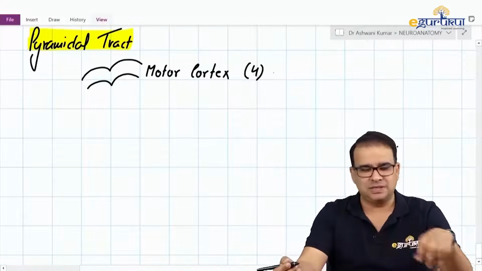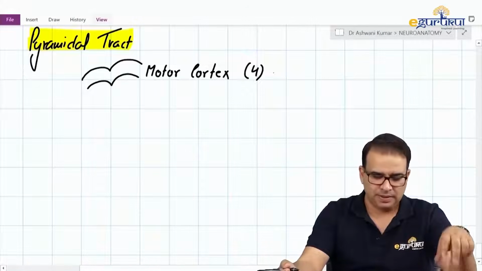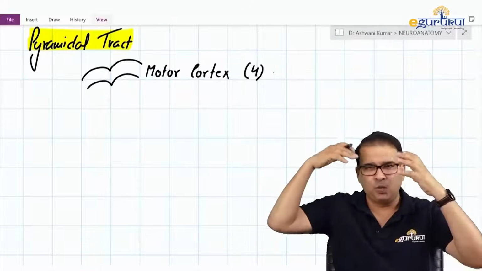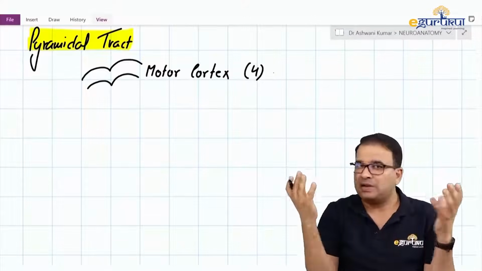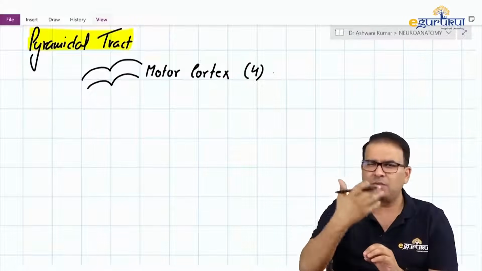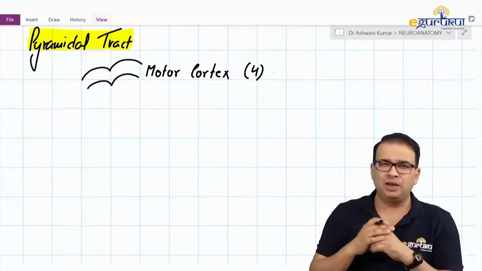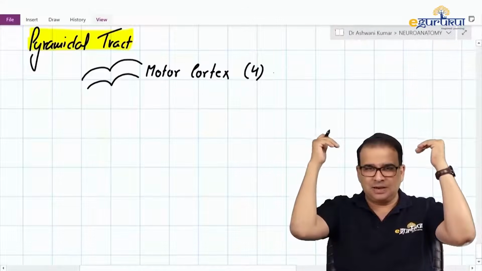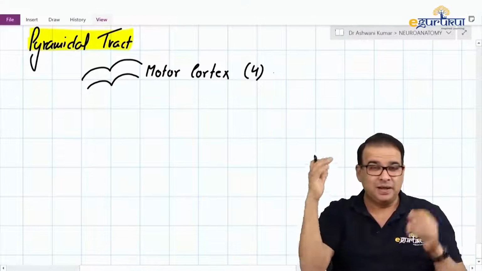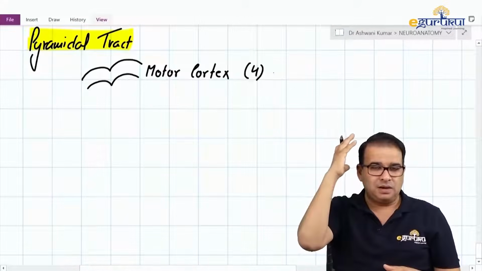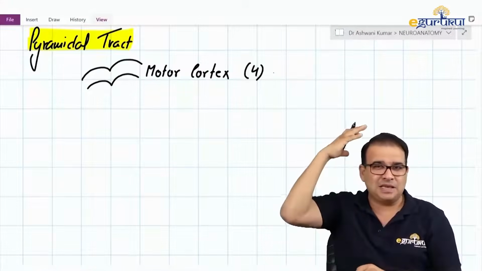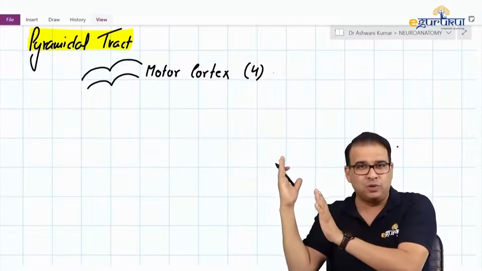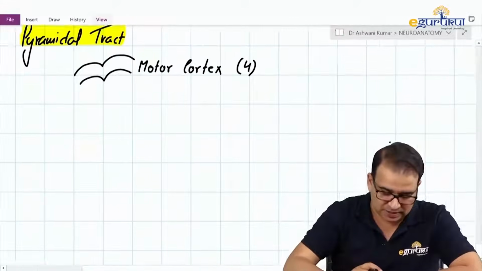Areas 3, 1 and 2 were sensory. This is the motor cortex, that is area number 4. The tract from the motor cortex will descend downward and become a part of the internal capsule and corona radiata. We will discuss that later in the cerebrum. I want to take your attention directly to the brainstem. Once these fibers reach the brainstem, they're still on the same side. My right pyramidal tract starting from the right cerebral hemisphere, till the time it reaches the brainstem, is still on the right side only.